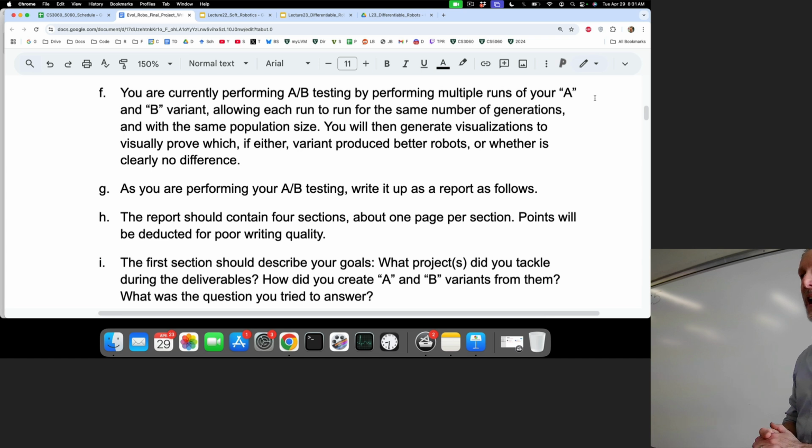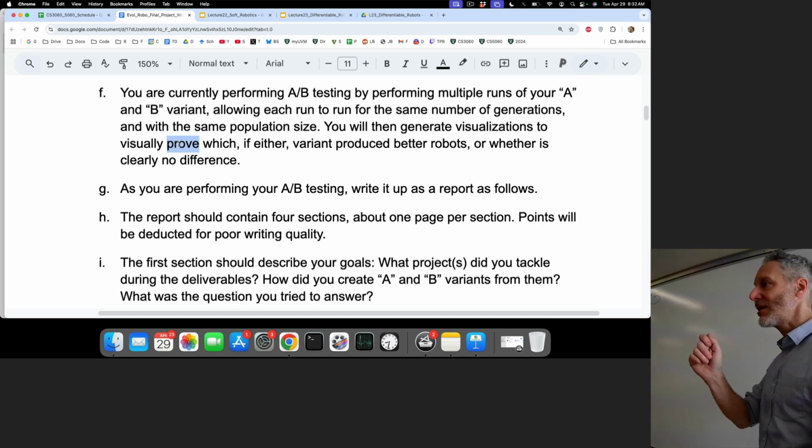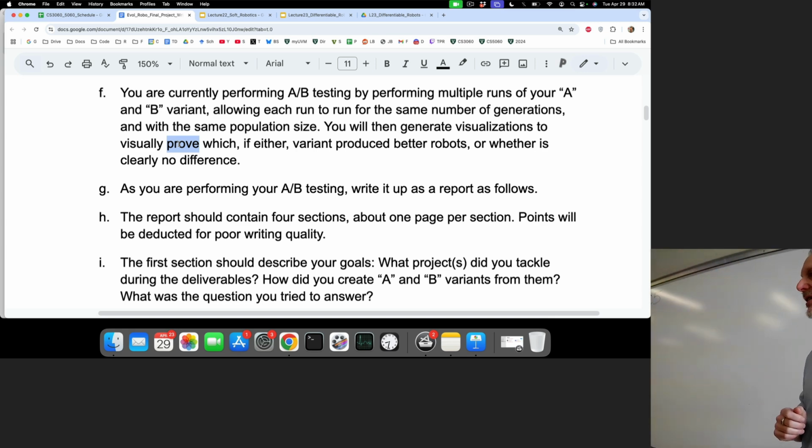Okay, so what are you doing at the moment? You're currently performing A/B testing, and you're trying as best you can with whatever devices you have available to collect as many independent evolutionary runs of A, as many independent evolutionary runs of variant B as you can. And then in your written report and oral presentation, you're going to try and prove to us which of these two variants facilitated the evolution of adaptive behavior. It's a fancy way of saying which of the two versions of your code made it easier for the evolutionary algorithm to find highly fit individuals.